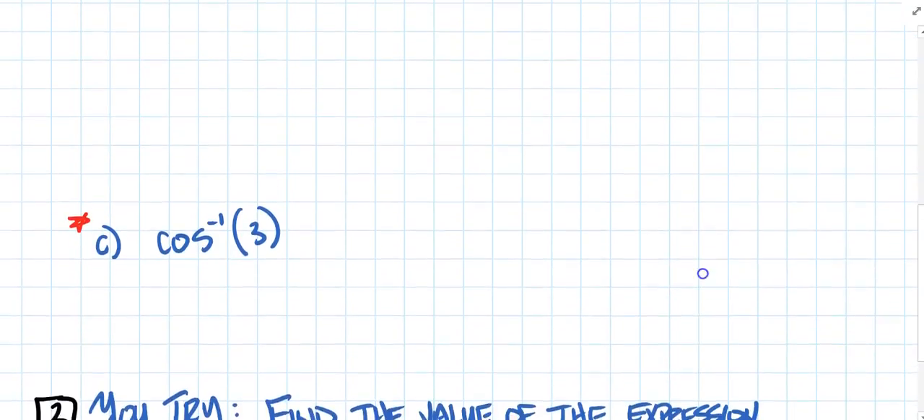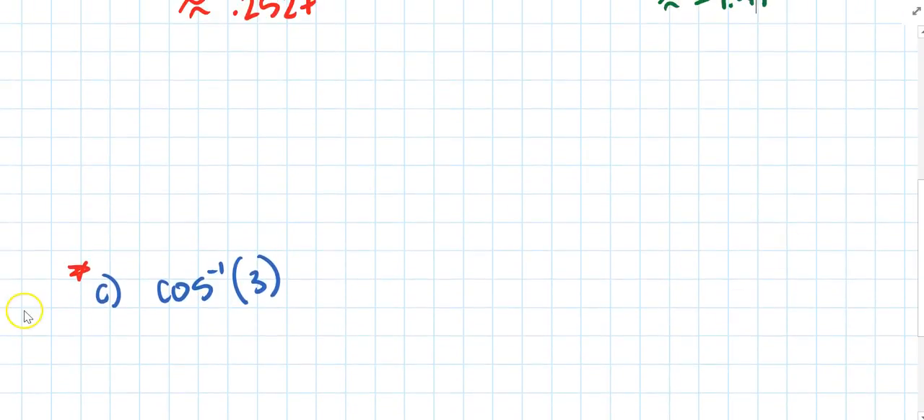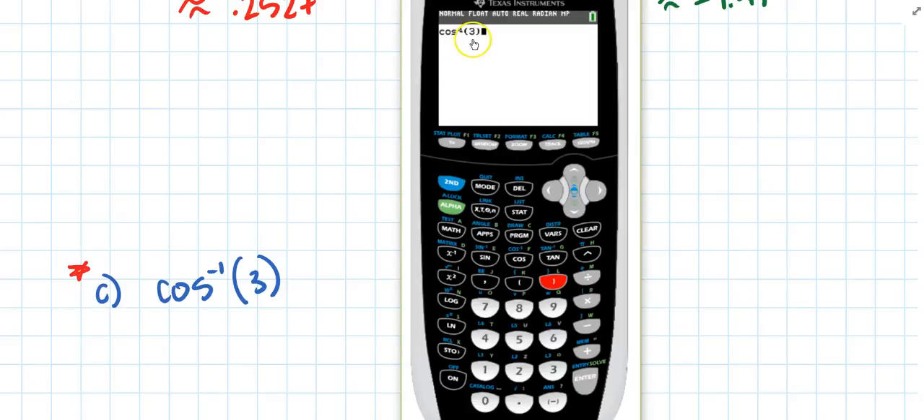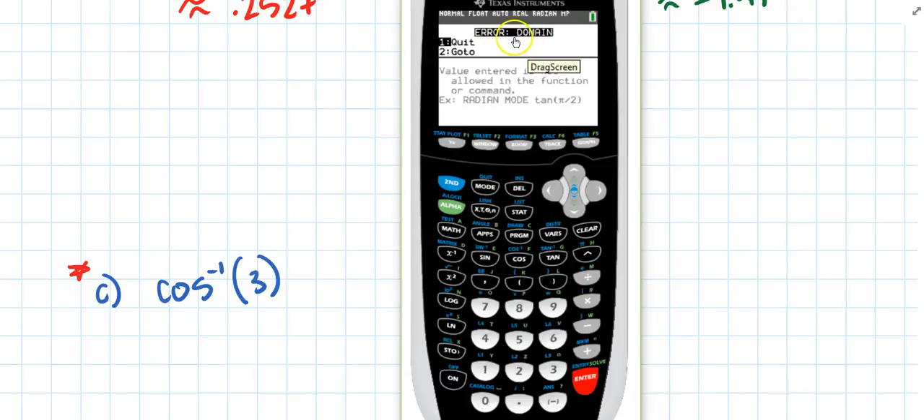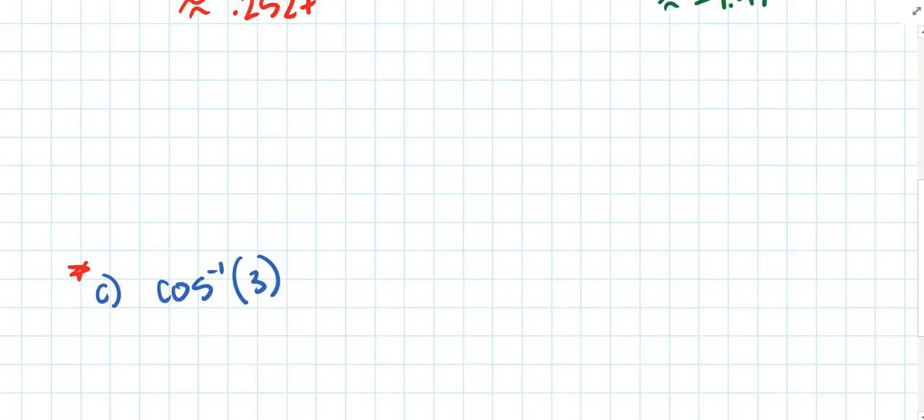Let's talk about this one for a second before we do the U-try. I'll put a little star next to it. So right now in your calculator, I want you to put inverse cosine of 3 and see what happens. Hopefully when you put an inverse cosine of 3, you got this error message. And the error message is saying a domain error. Let's talk about why that happens.